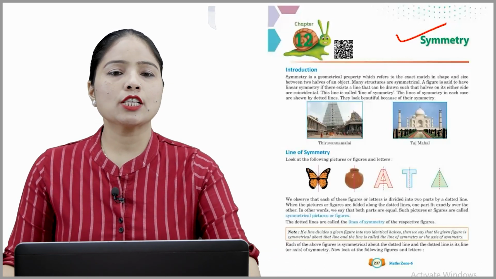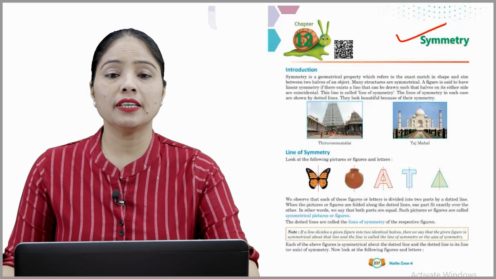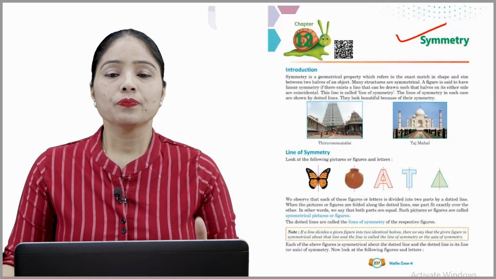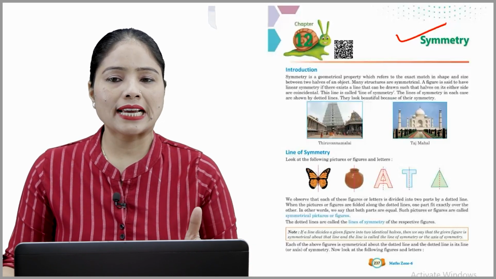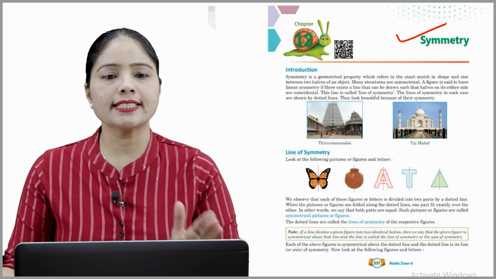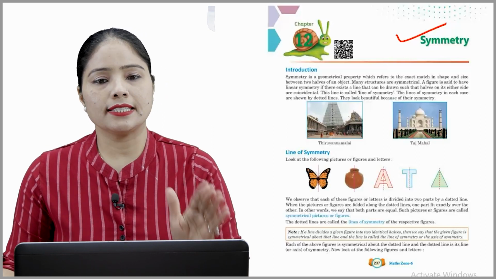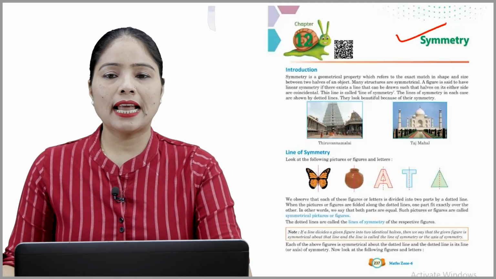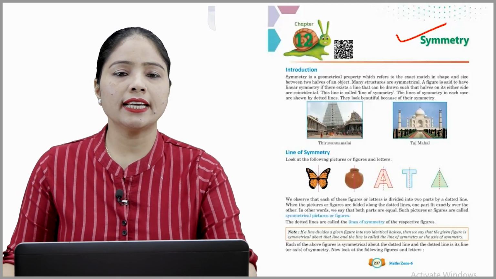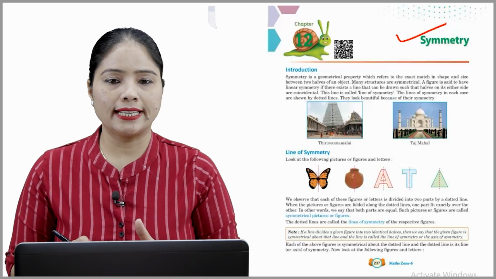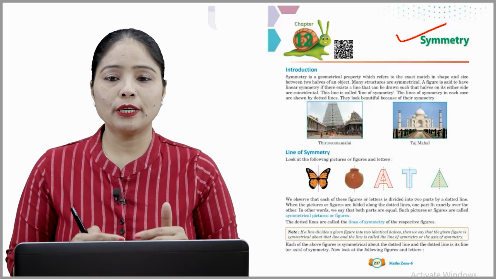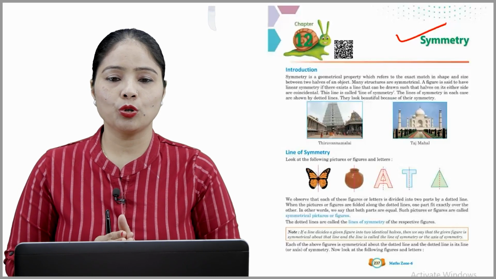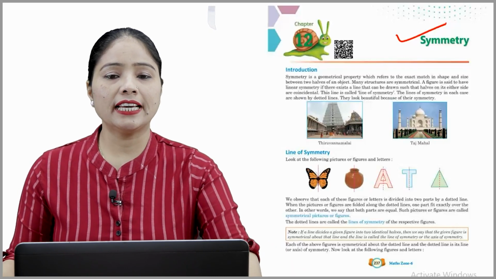A figure is said to have linear symmetry if there exists a line that can be drawn such that halves on its either sides are coincidental. This line is called the line of symmetry. The lines of symmetry in each case are shown by dotted lines. They look beautiful because of their symmetry. Okay beta?